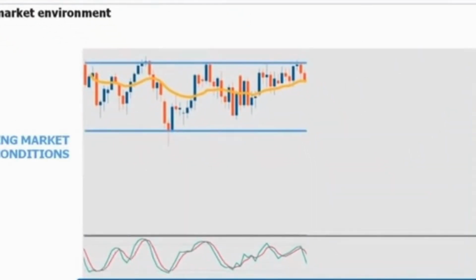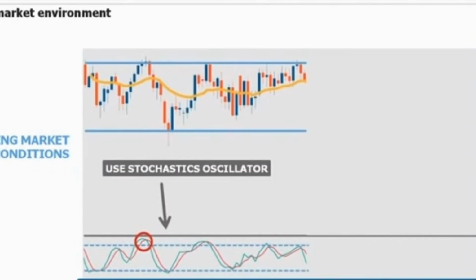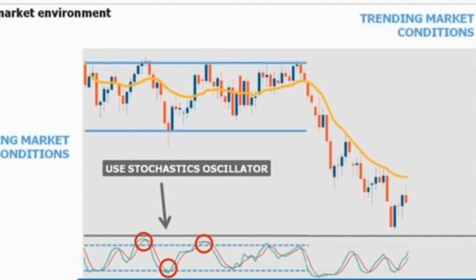For example, during a ranging market, the moving average isn't of much use since price is moving sideways and doesn't provide any information other than the market is not trending. Instead, you can use the stochastic oscillator to pinpoint the tops and bottoms of ranges and determine when to enter and exit the market. It is when the market sentiment changes and the market starts trending that the stochastic oscillator becomes less useful, and the moving average provides more reliable information to the trader.